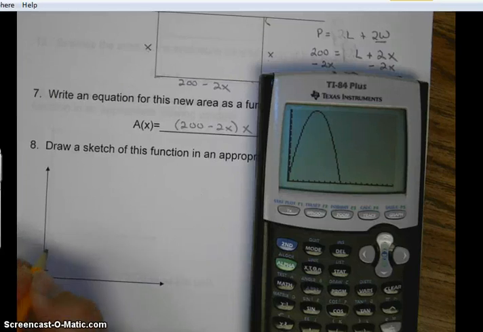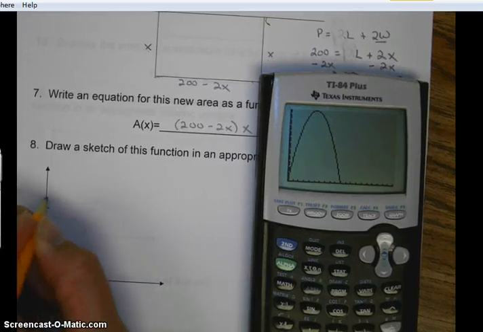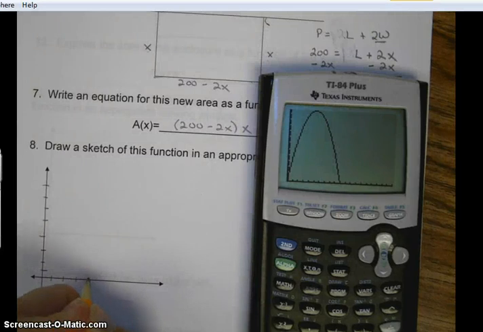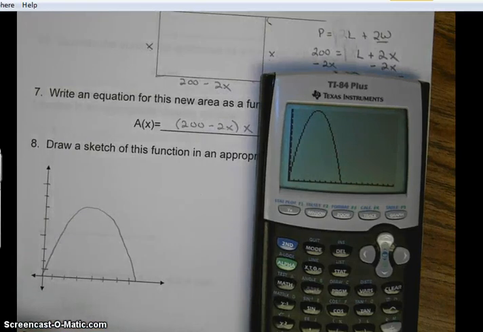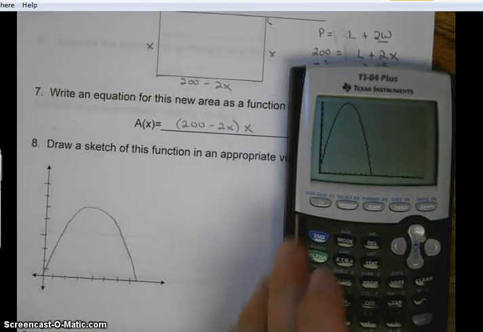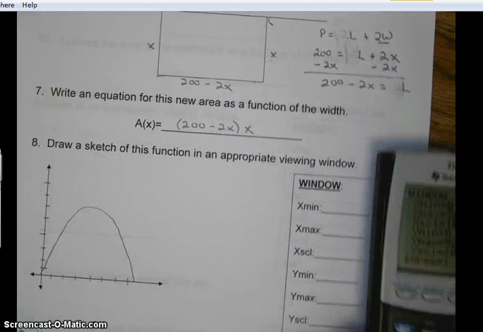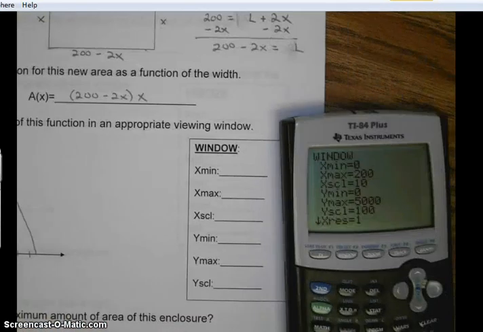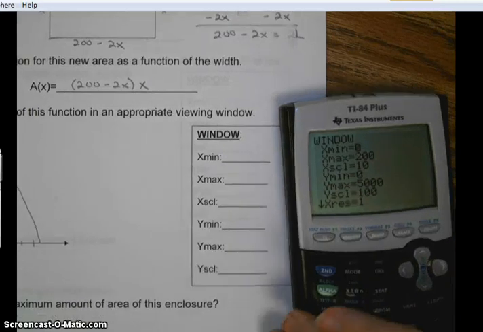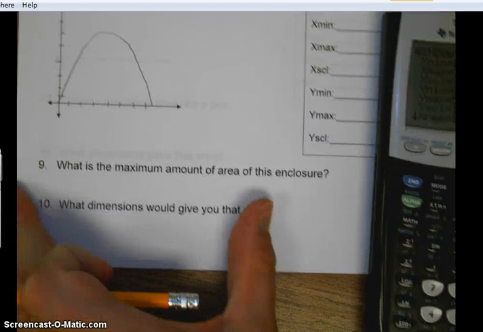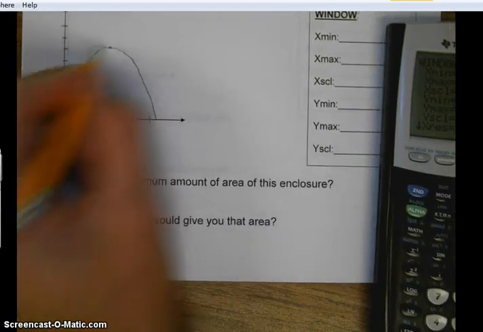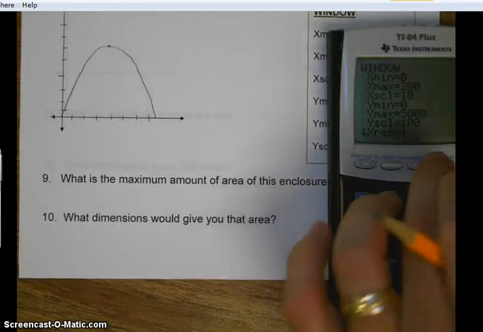So again, without going into too many details here on our sketch, we could get more detailed. But again, you can plug that in. Pause your video and plug that in. I'm running out of time, so you can put that in yourself. All right, what is the maximum amount of area? So remember, the maximum is found at the vertex. So again, we're going to find the vertex.